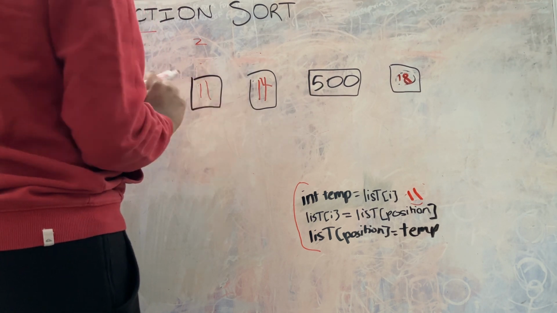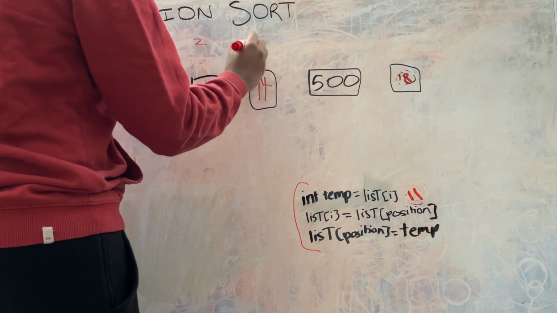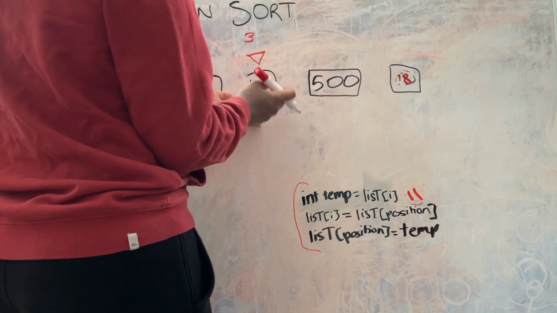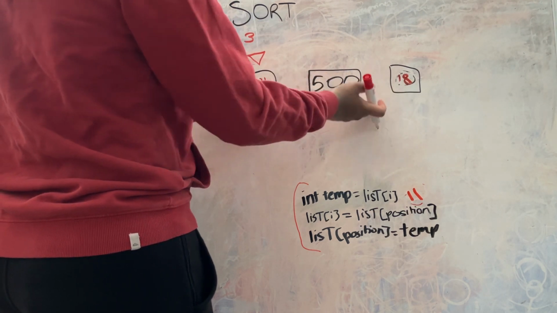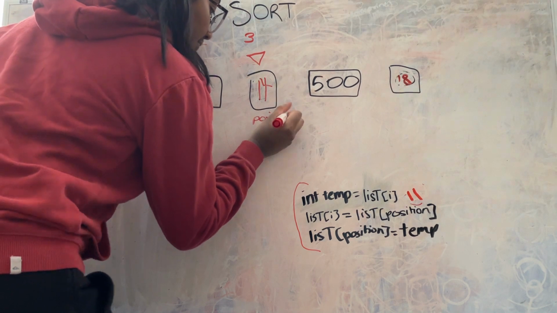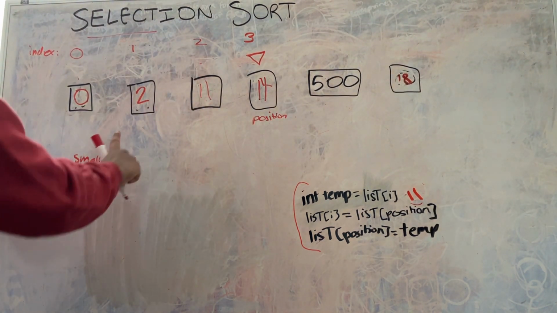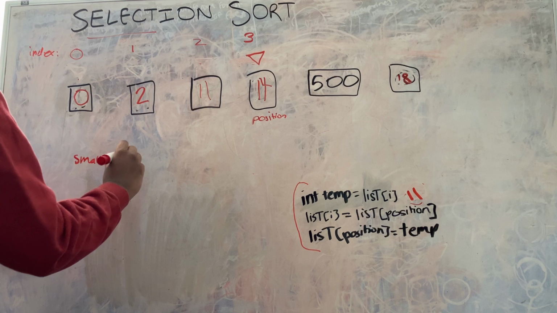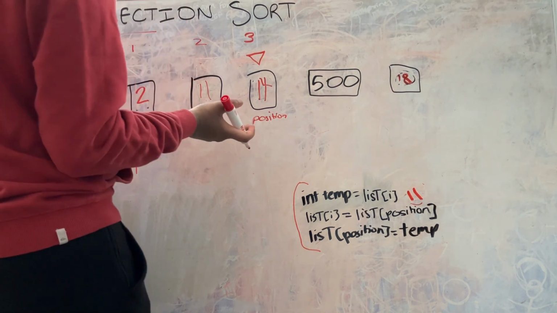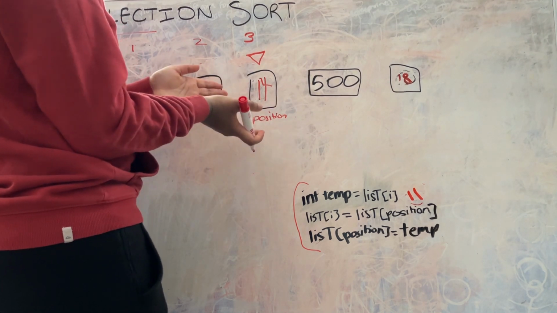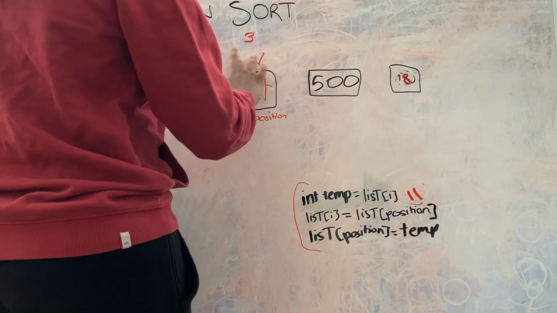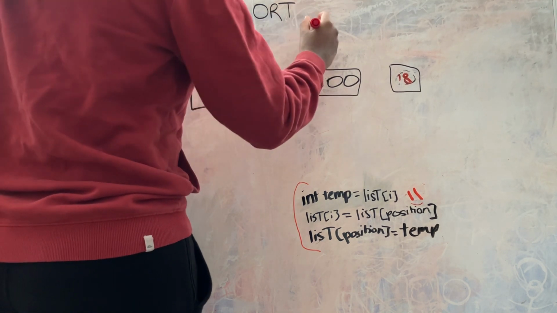Now we move on to the next index, index 3. And we look from 14 to the rest of the list. Out of 14, 518, position again stays the same. So now our smallest number is 14. And since 14 is at position and it's the smallest number, it's in the right place, there's no need to do any switching. So then we move on to index 4.